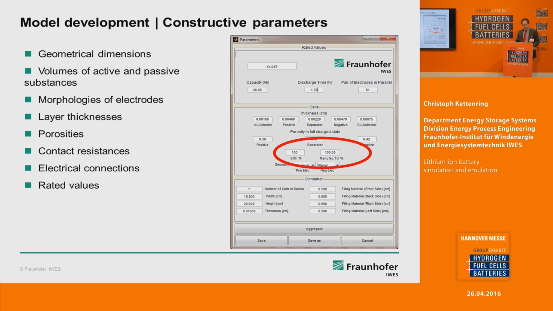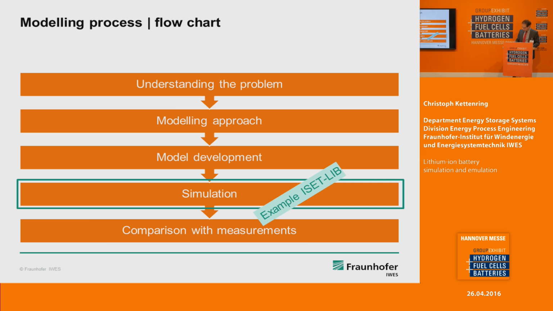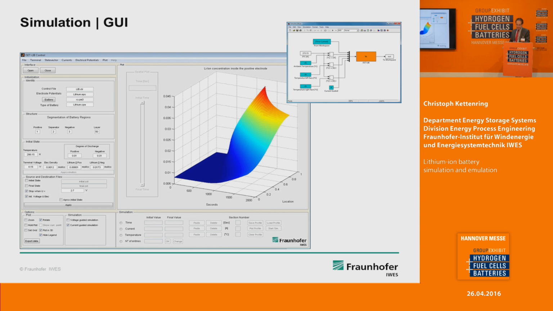If we have done all these steps, we can start a simulation. With our software, it's possible to simulate in MATLAB, or with real-time Unix systems. It's also possible. The graphical user interface, which you see on the left side, there you can see the lithium-ion concentration inside the positive electrode, and you can configure all parameters in the software.